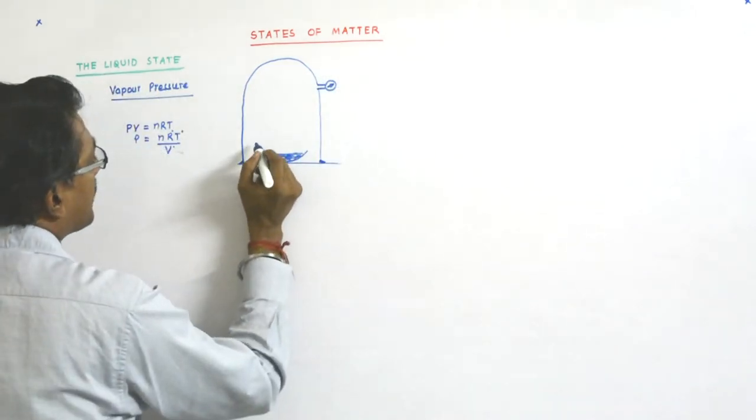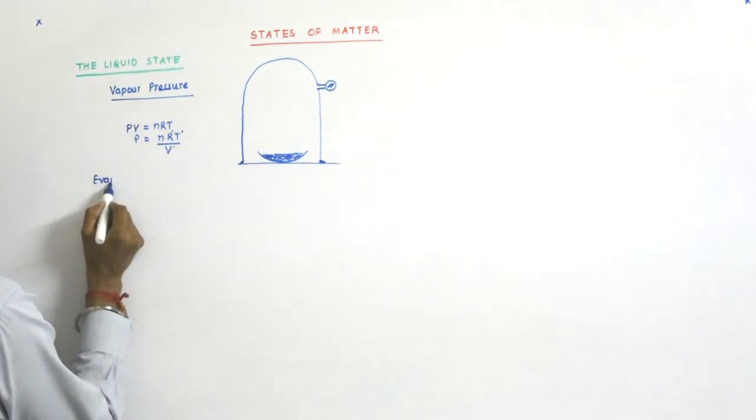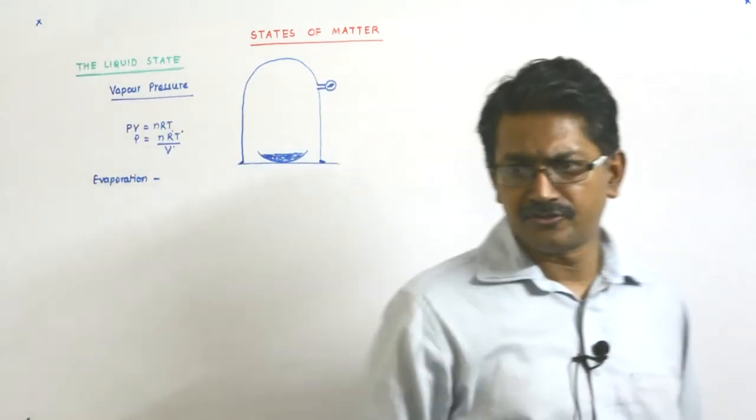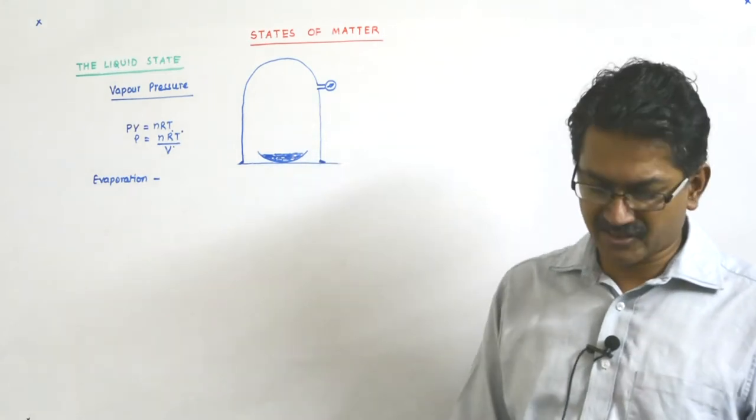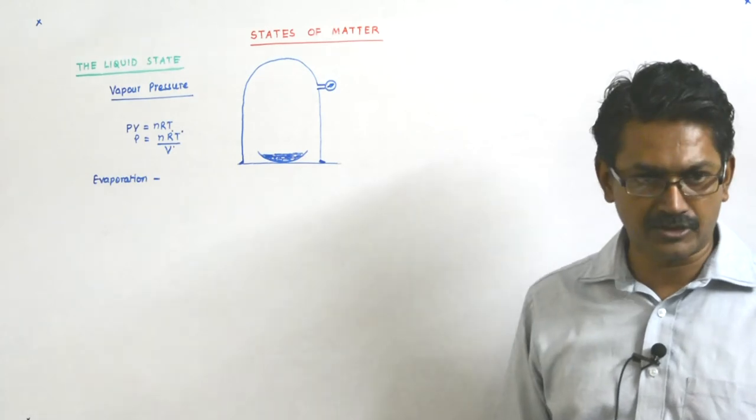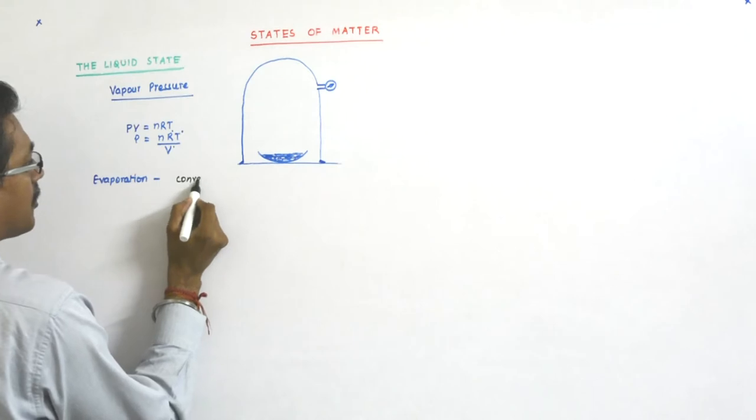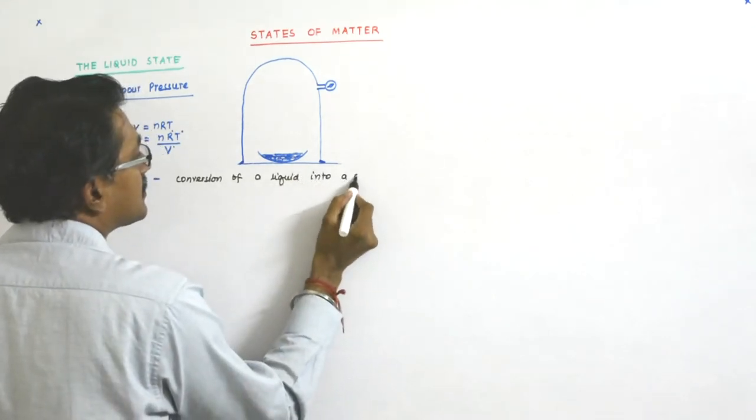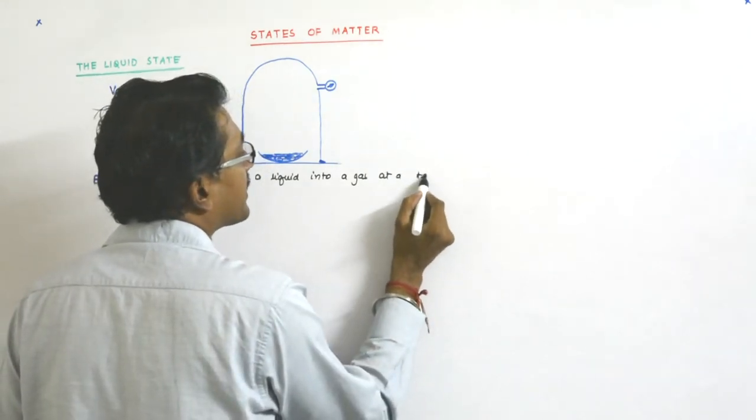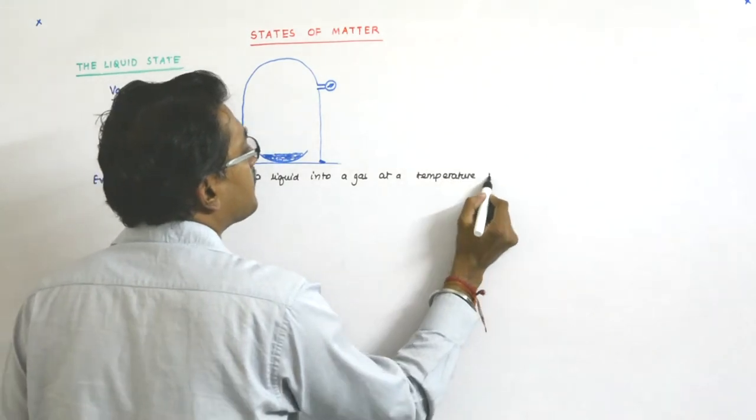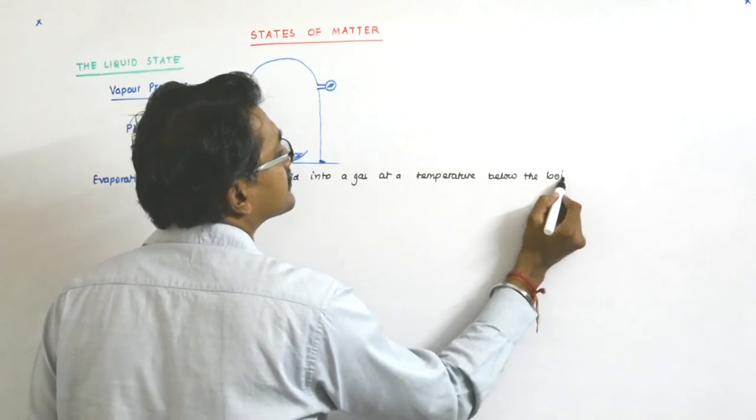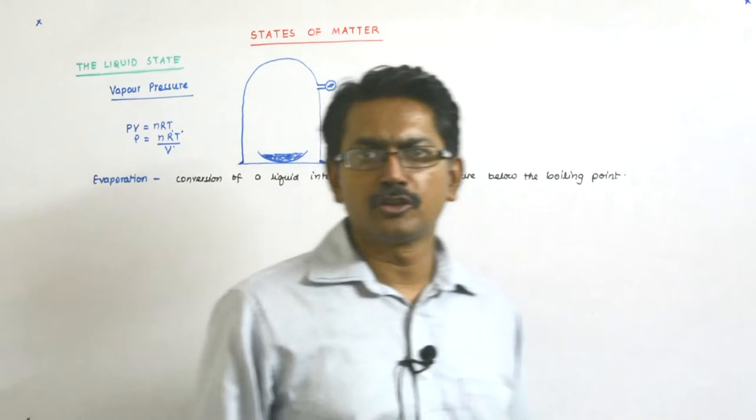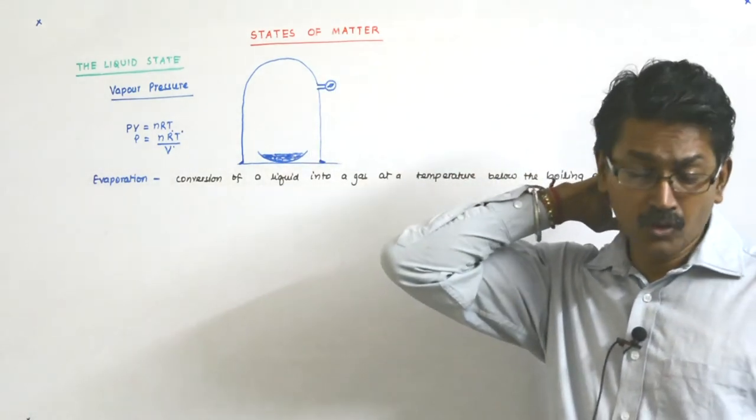So what happens? Evaporation of water. What is evaporation of water? Evaporation is actually a surface phenomena. It is conversion of a liquid into a gas at a temperature below the boiling point. Correct. Now somehow we think water should not become a vapor below the boiling point, but it is not true, and it is not true due to so many reasons.